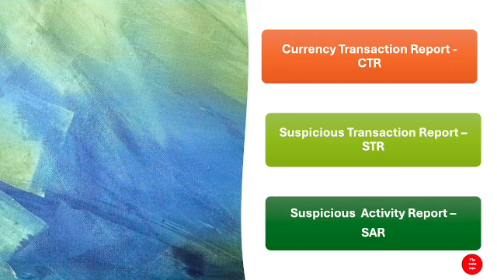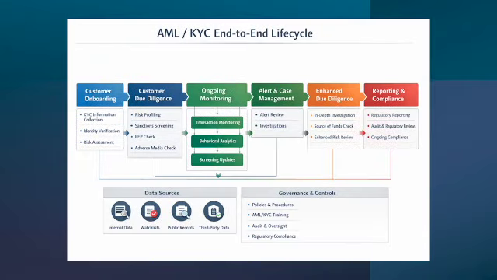Before we can touch upon all these three reports, we're going to look at the AML lifecycle and where these reports fit in. When we talk about the AML end-to-end lifecycle, there are different stages. The first one is customer onboarding, where customer information, namely the name, address, and other things, are gathered. And as part of customer due diligence, the risk profile of the customer is determined, along with sanction screening and other types of screenings.